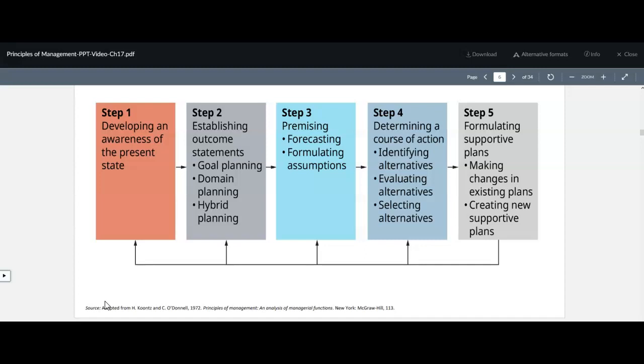So essentially, when you're thinking about planning, you want to make sure you're aware of what the situation is, you determine your goals, you make some assumptions and forecast what you think will happen, and then you take some time to determine courses of action, and you do that by looking at alternatives. Then you let yourself be flexible, and you develop your plan, but you also build in some flexibility to change.